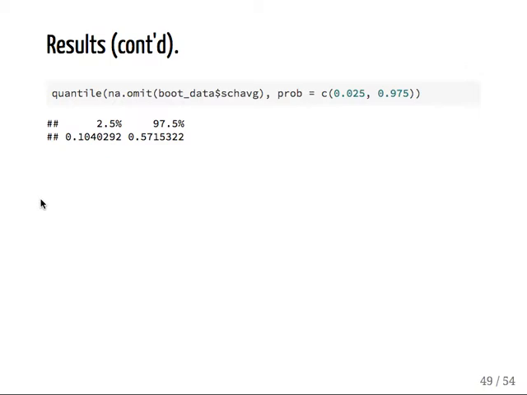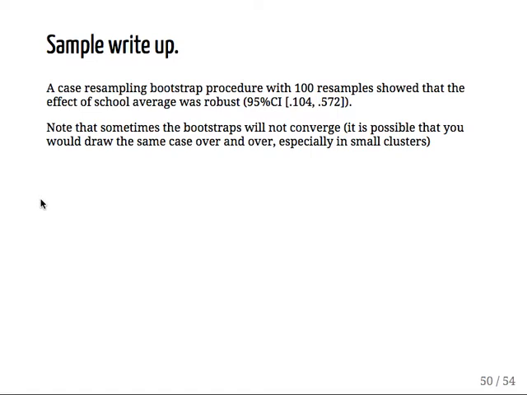How would you write this up? A case-resampling bootstrap procedure. You can name the procedure, or you can point to the package if you want to give more information. With 100 resamples, you would say how many times you've done it. It could be 1,000 if you change that to 1,000. It showed that the effect of school average was robust, and then you give that 95% confidence interval that we had before.